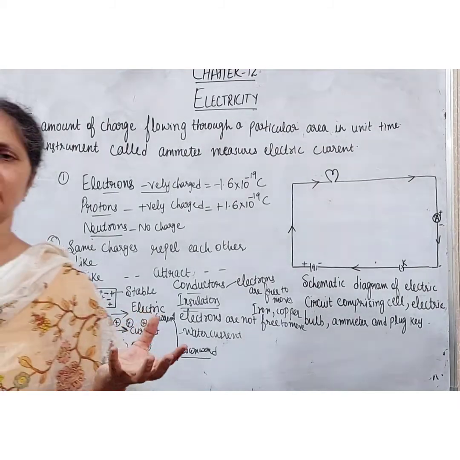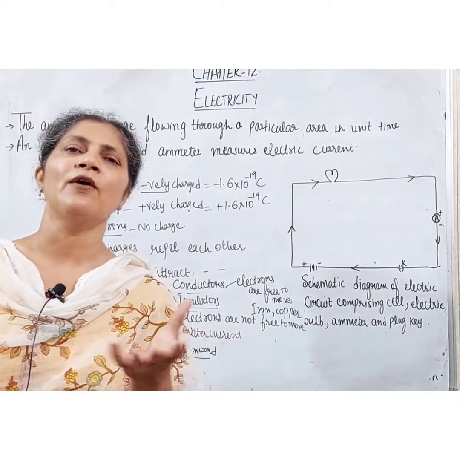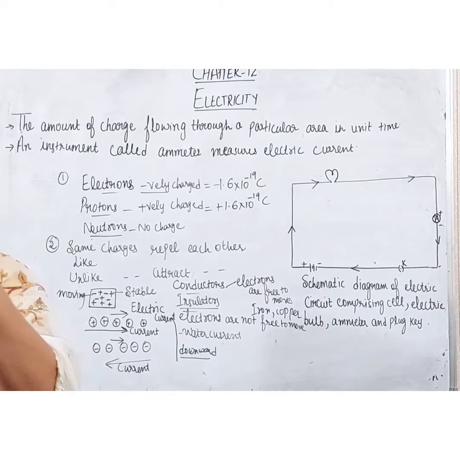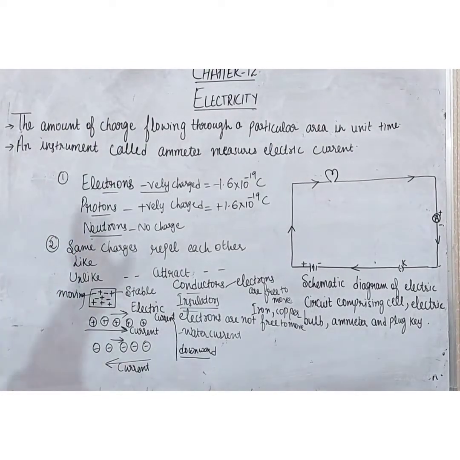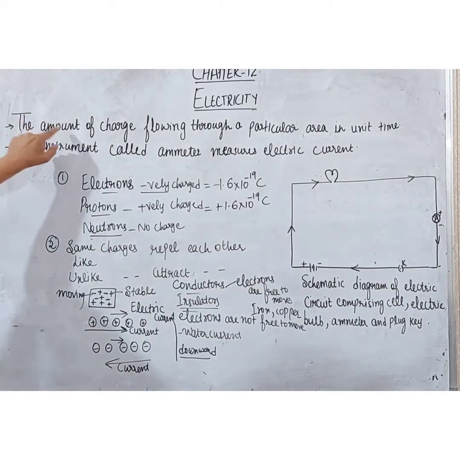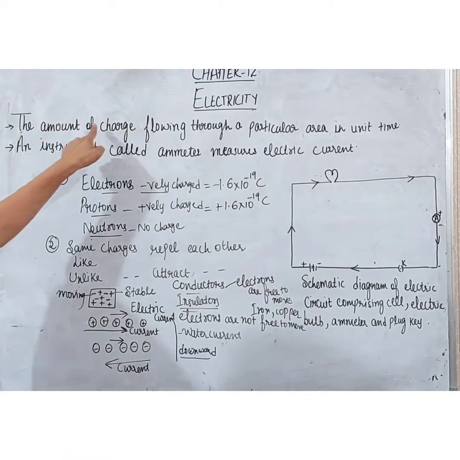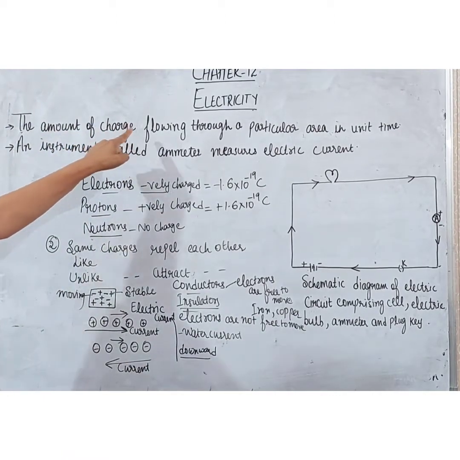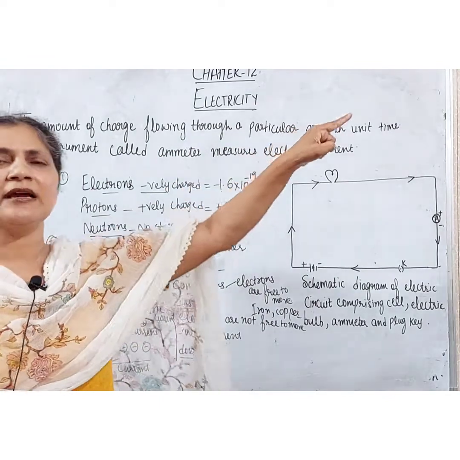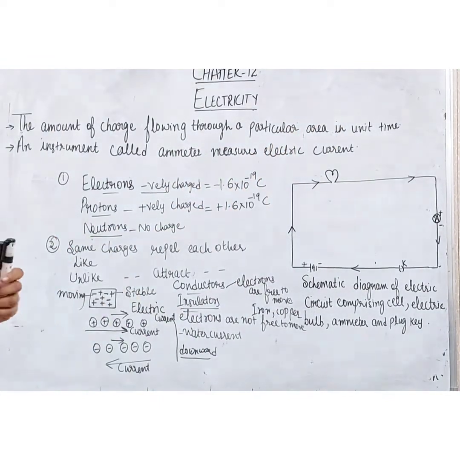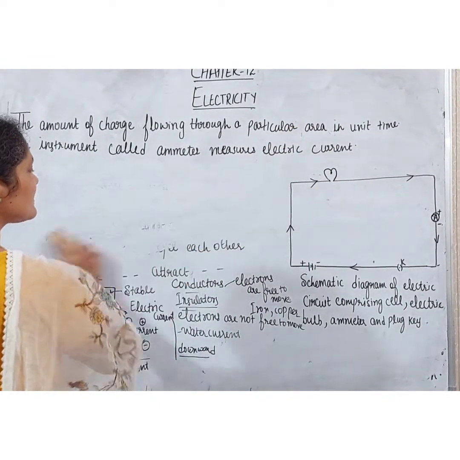So what is electric current? It is actually the flow of charges. Simply it is a flow of charges. So the definition of electric current is the amount of charge, remember, flowing through a particular area in unit time. Right, students? I am going to rub this.